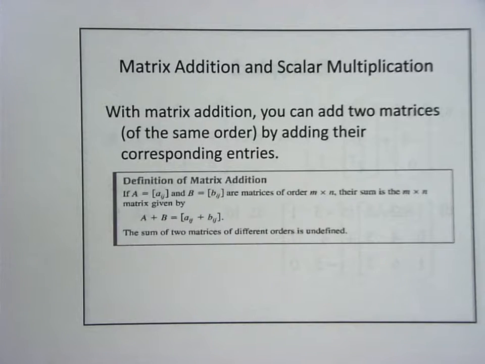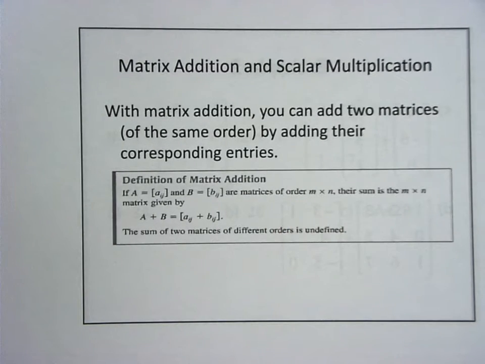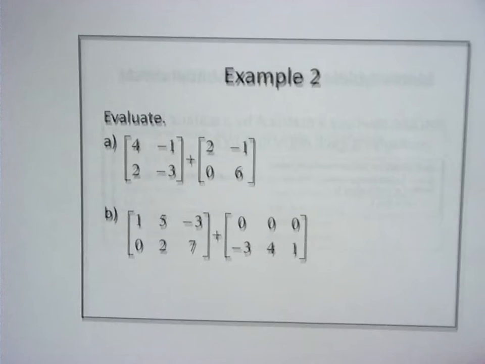Matrix addition and scalar multiplication are the two other easy operations we're going to talk about. In order to add two matrices together, they must have the same order. They must have the same dimensions. But when you do it, all you do is add together their corresponding pieces.